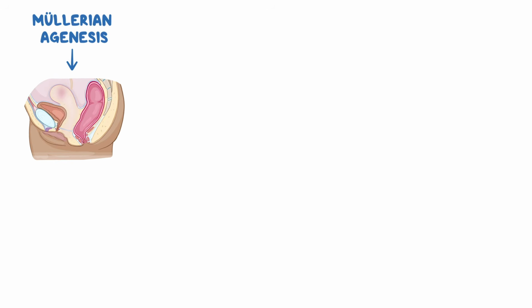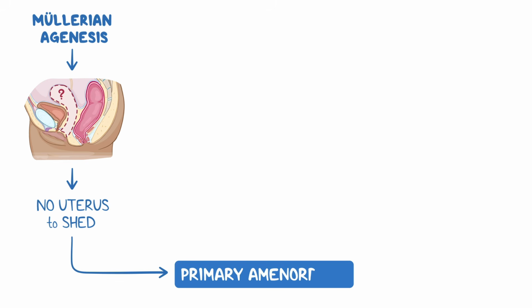Alright, as a quick recap. Müllerian agenesis happens when the uterus, cervix, and upper vagina don't develop properly, so there's no uterus to shed its lining. Without shedding, menstruation never happens, causing primary amenorrhea.